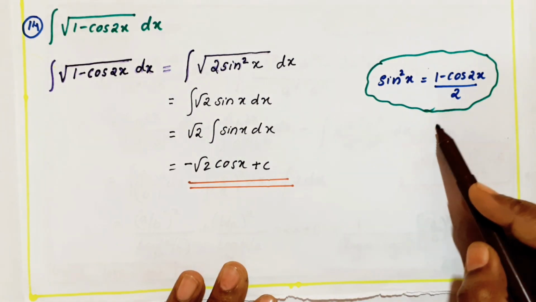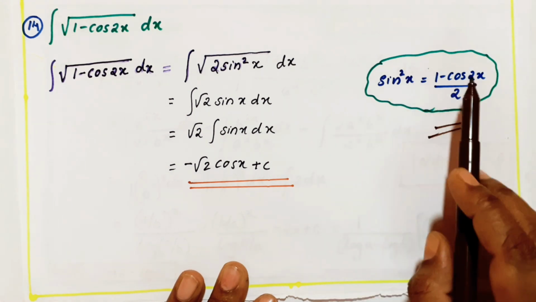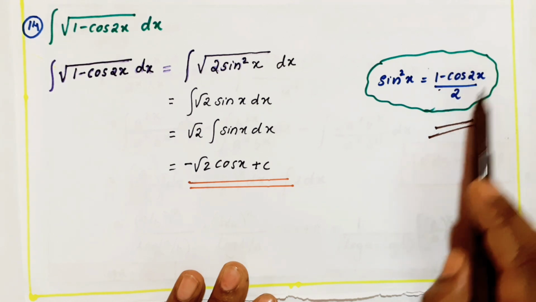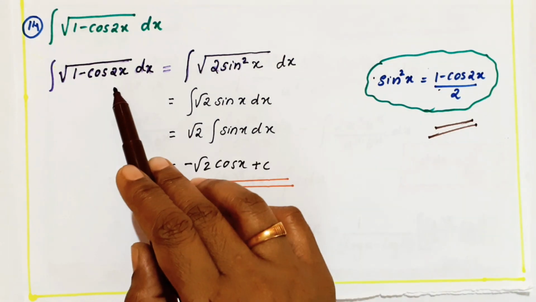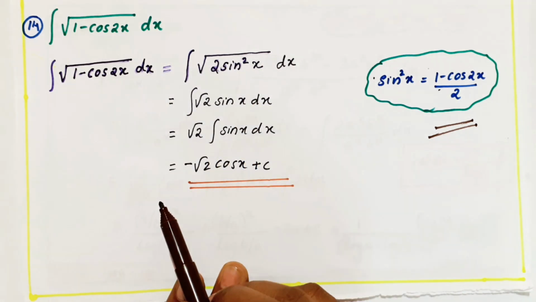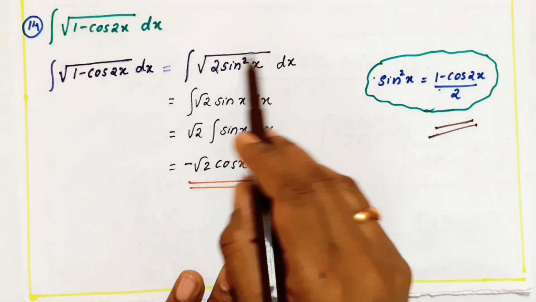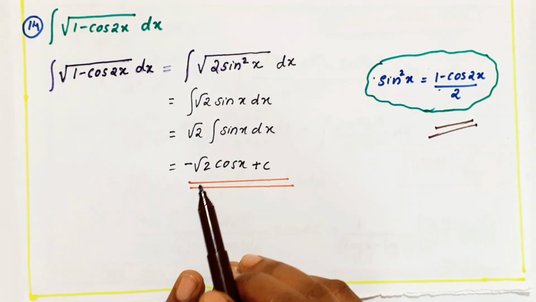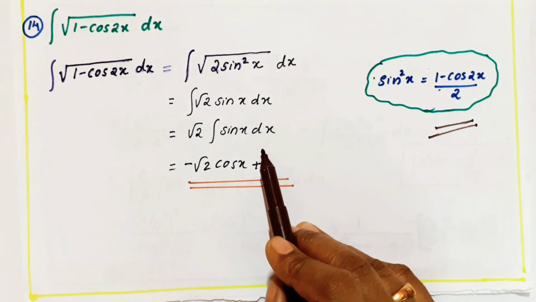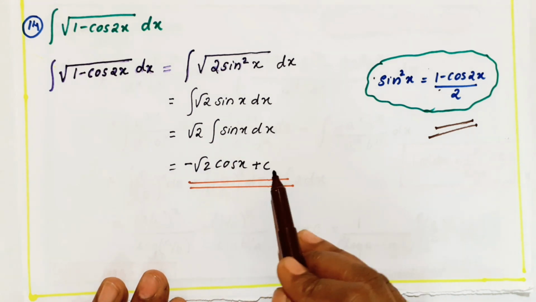You should remember the trigonometric identity: sin square x is 1 minus cos 2x by 2. So 1 minus cos 2x we can write as 2 sin square x. So in place of this term I wrote root over 2 sin square x dx. Root 2 take out separately, and root over sin square x we can write as sin x dx. Root 2 taken out, integral of sin x dx. What is integral of sin x? Minus cos x. So your answer is minus root 2 cos x plus c.